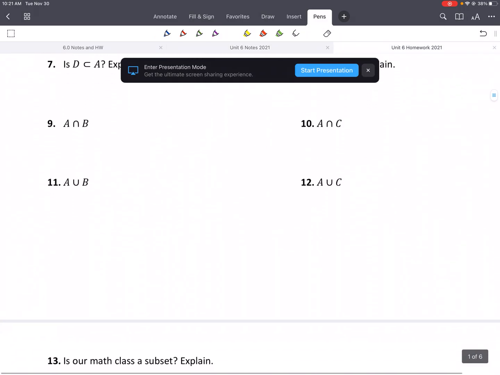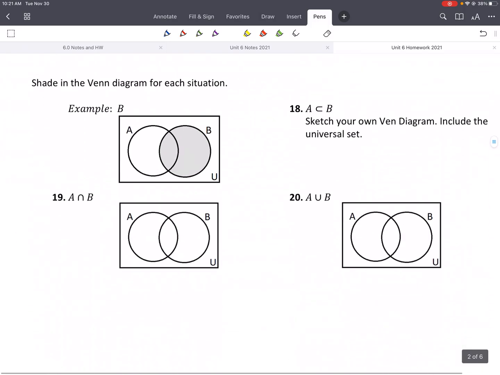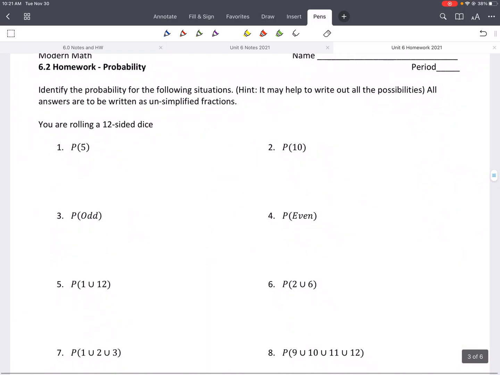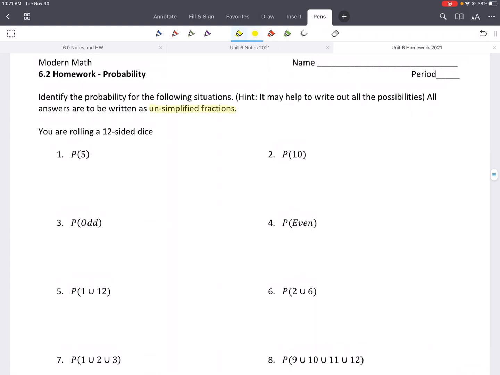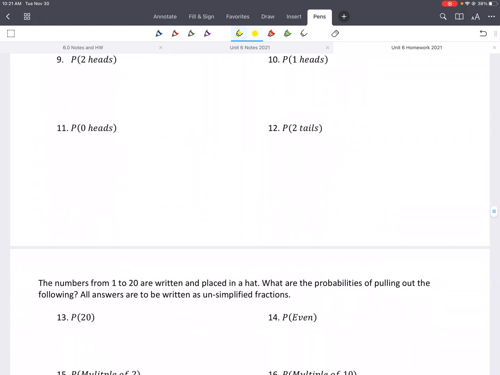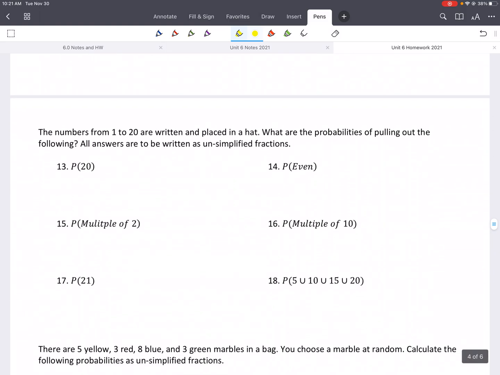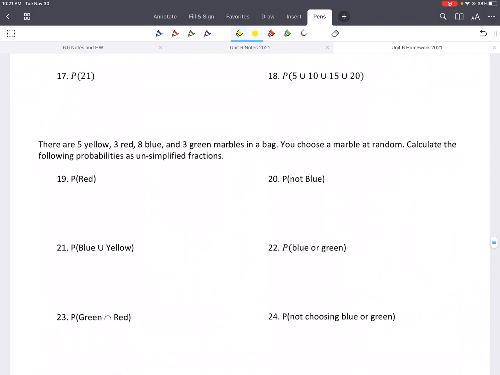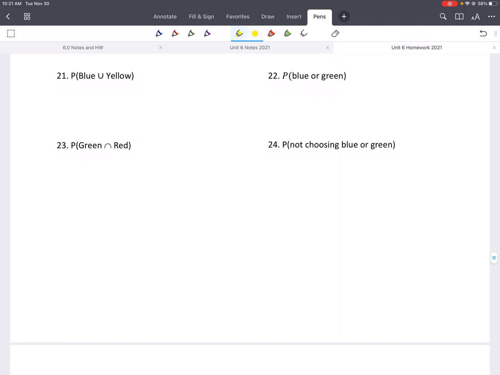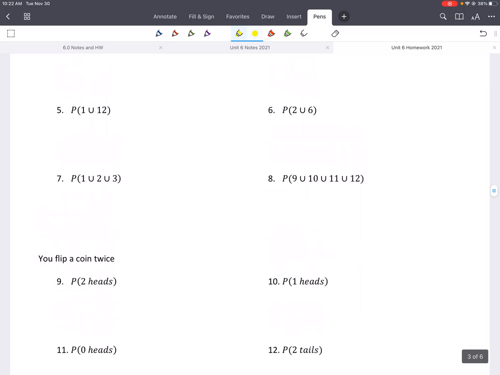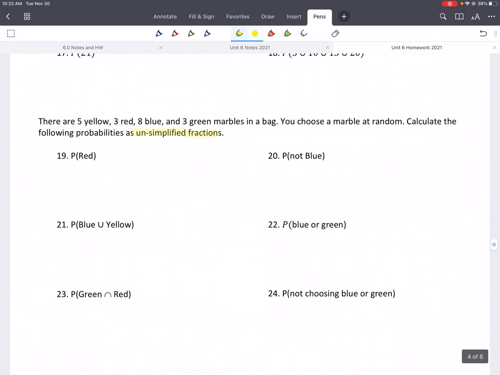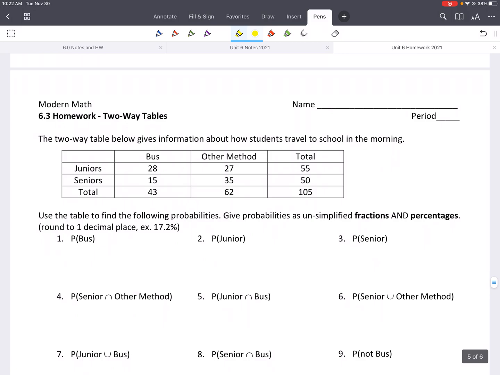So let's look at your homework real quick. Right here. So for these ones, it just says write it as an unsimplified fraction. So no reducing your fractions. But here it's also unsimplified fractions. So I think that's it. So for all of these, you don't need to do any of the percentages. I guess I probably should have not done that. But when we get to the next homework, it will ask you to do fractions and percentages. Okay. All right.